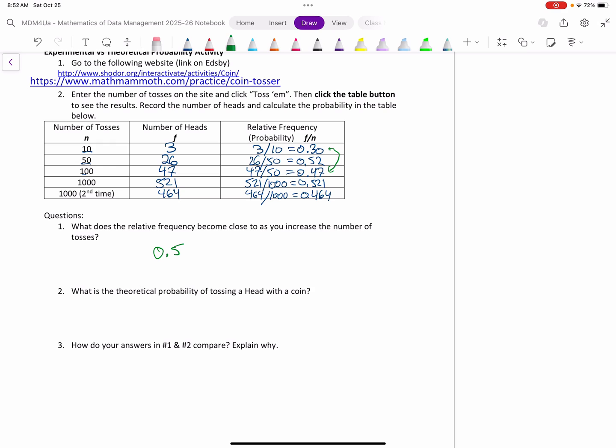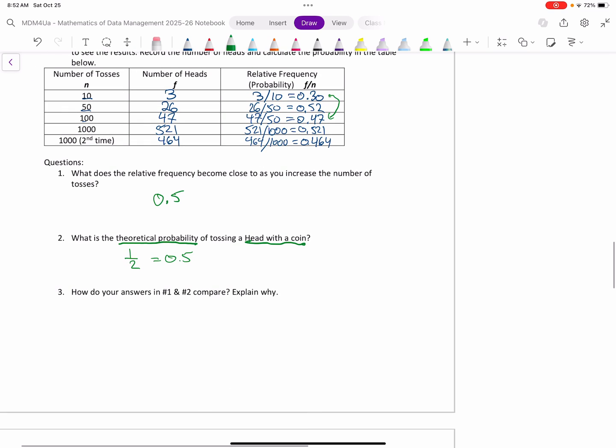We got kind of lucky with the second one, 26 out of 50. If I was to do that again, I probably wouldn't get something so close to 0.5. But the idea is this is getting close to what is called the theoretical probability. And the theoretical probability of tossing a head. So like if you just said, well, what's the probability that you toss a head? Hopefully everyone's aware it's just 1 out of 2, which is 0.5.